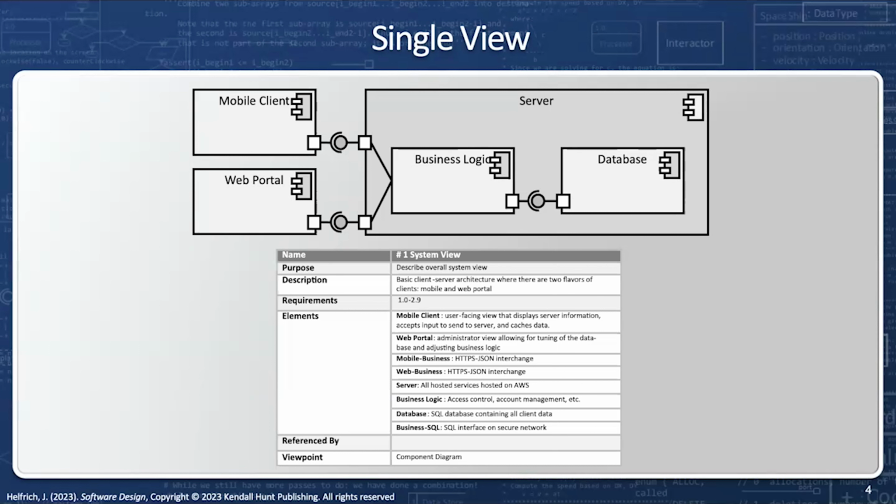Okay, now I understand what this is all about. What requirements does this help build? Requirements 1.0 through 2.9. Okay, I'd like to know more about business logic or database. Well, the elements say business logic is access control, account management, etc. Okay, that's helpful. And the database is a SQL database containing all client data. Okay, now I can understand what this is representing. If it's referenced by means there's a view that references this one. So this is the top level view, so it will be empty on that one. And what kind of viewpoint is this? It is a component diagram. This whole thing together, both the design representation and the design information together represent a single view.